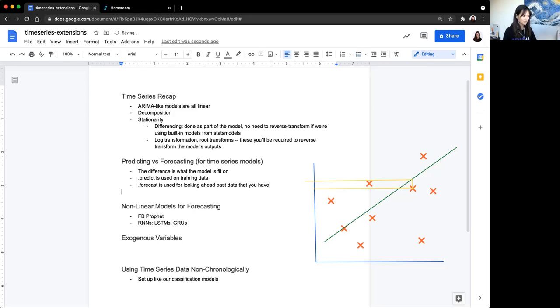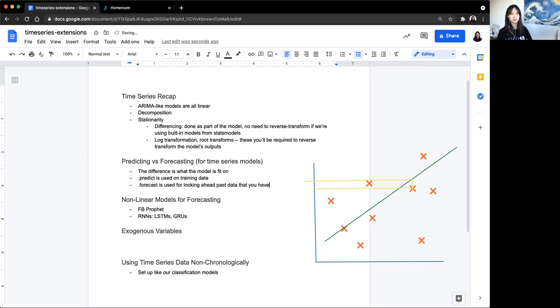Any other questions about this? Because I'm going to move on to talk about additional things that you can do with time series data.